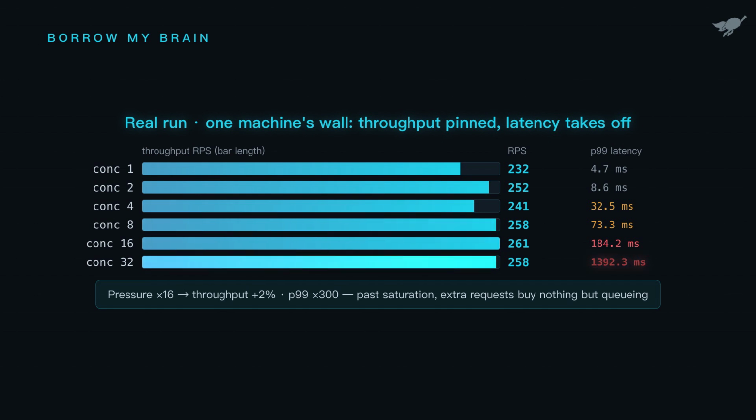Commit it to memory. Throughput doesn't move an inch. Latency takes off exponentially. Once the machine is saturated, extra requests buy you no throughput at all. Everything they buy is queuing. This is the live-action version of what we said last time. Push utilization past 80%, and latency takes off.